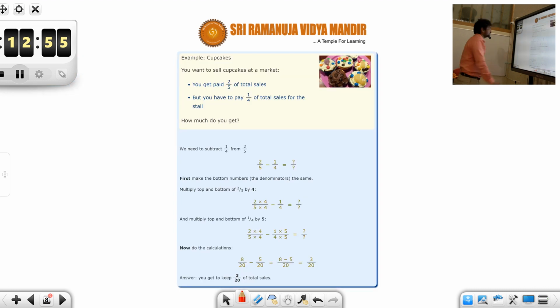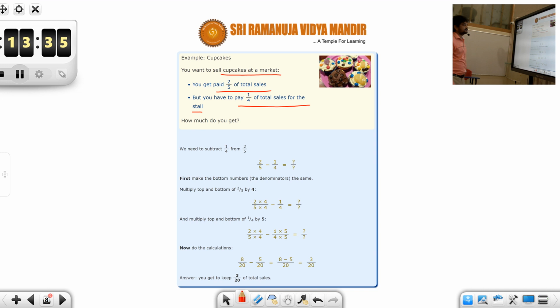Now let's look at another example. Okay, say suppose you want to sell cupcakes at a market. Cupcakes, you might have seen, have a paper wrapper with the cake in it. We'll call them cupcakes. Say you want to sell cupcakes at a market. Then say you get paid 2 by 5 of the total sales. How much will you get paid? 2/5 of the total sales. But you have to pay 1/4 of the total sales for the stall. So how much do you get?